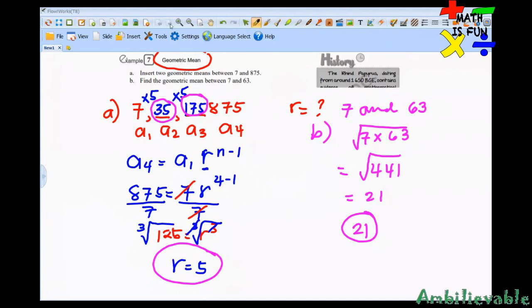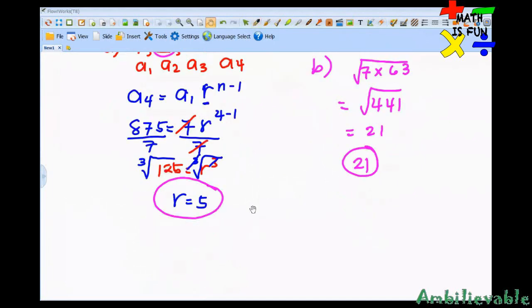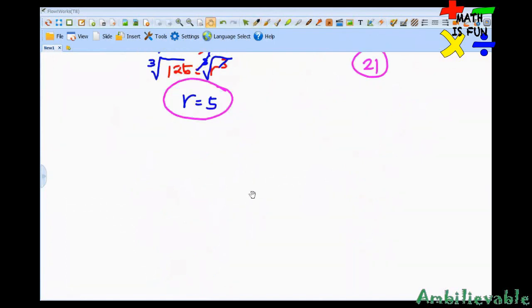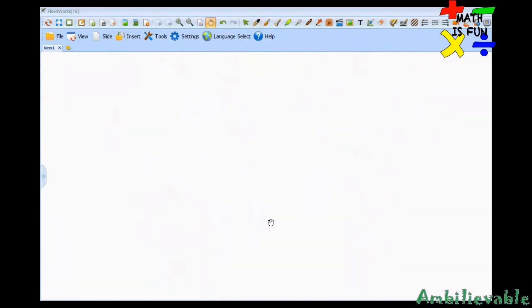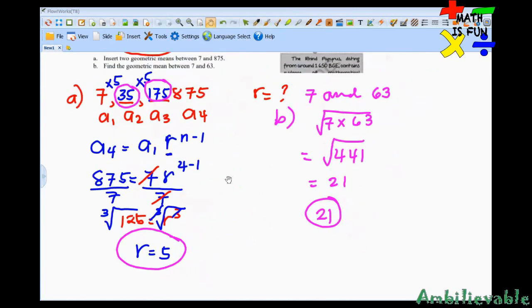Do you have another example? No, we don't have any more. All right.